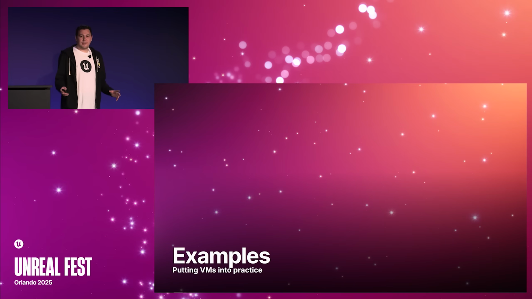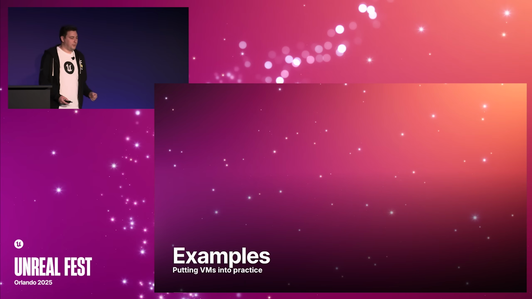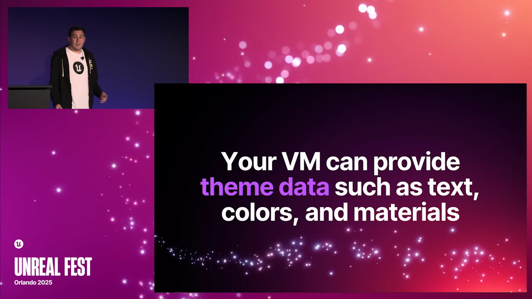Now for my final section, let's bring all these learnings together and look at some real examples of how Fortnite uses VMs. Style guides are a common need for UI and a great fit for MVVM. Your VM can store and provide theme data like text, colors, and materials. And you can have different instances of that same VM with different values to easily retheme your UI.